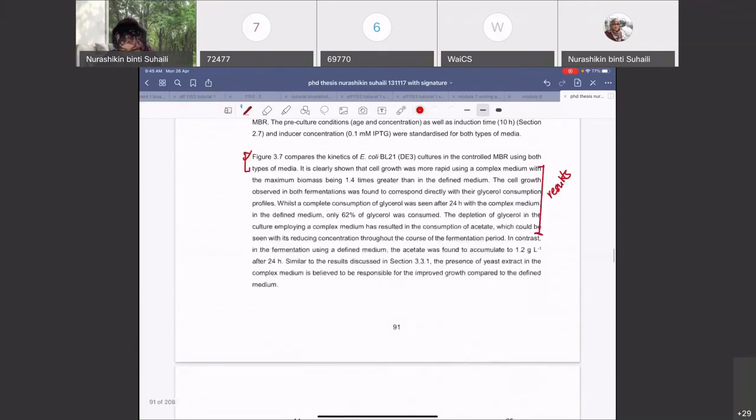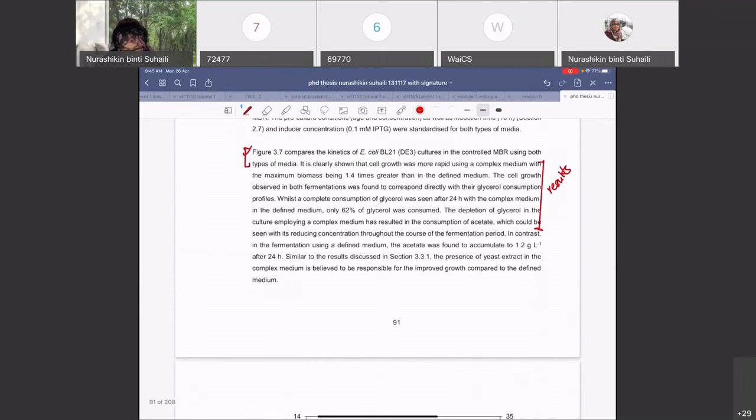So where are the results? Where is the discussion? Okay, so for example here, the presence of yeast extract in the complex medium is believed to be responsible for the improved growth compared to the defined medium. Okay, this is actually the point where you start to discuss. Actually, it should be longer than this.